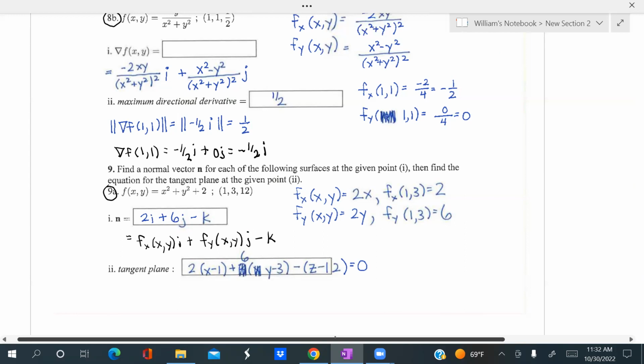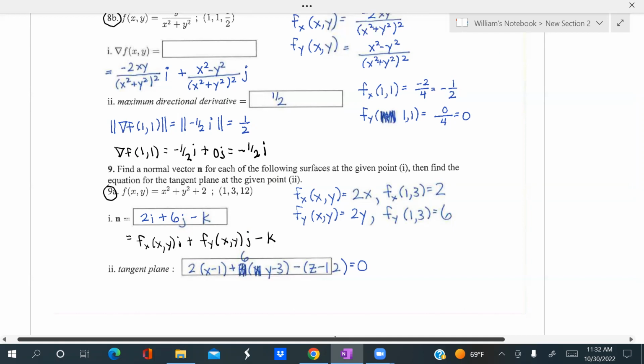Now, once you have a normal vector for a plane, because the normal vector to the surface will be the normal vector to the tangent plane, it's very easy to write down the formula for the plane. You just have to peel off the coefficients of your normal vector and use them as coefficients in your formula for your plane. So we will get 2 times x minus the x coordinate of a point. We would have 2 times x minus 1.